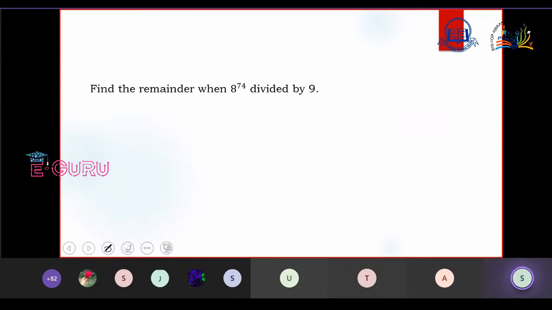8 raised to 74 divided by 9. So the power is even, 8 raised to an even power divided by 8 plus 1 or 8 minus 1, remainder is 1 only. So here again the remainder equals 1. Clear? Next question. 12 raised to 92 plus 1 divided by 13. For the time being, just keep this 1 aside, and take 12 raised to 92 divided by 13.